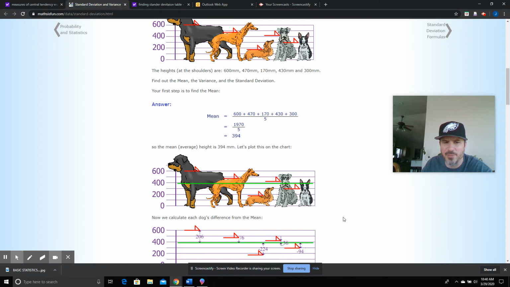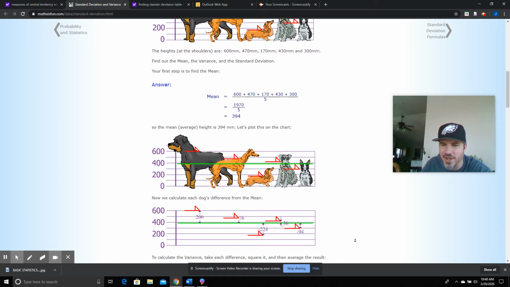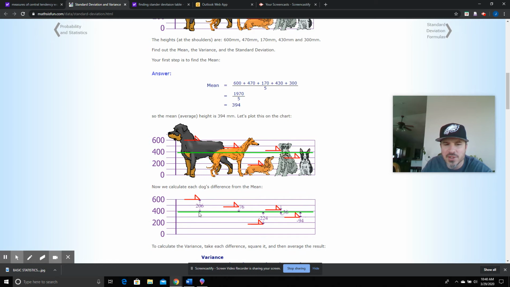So the first step with finding variance is to find the mean. So you got to know your mean. Once you know your mean, then you're just going to take the difference of each number and the mean. So the Rottweiler was really tall, so 600 was his number. 600 take away 394 is 206, so positive 206. So the Rottweiler is 206 millimeters taller than the average dog. Where the wiener dog here is minus, so it's just 224 millimeters shorter than the average dog.